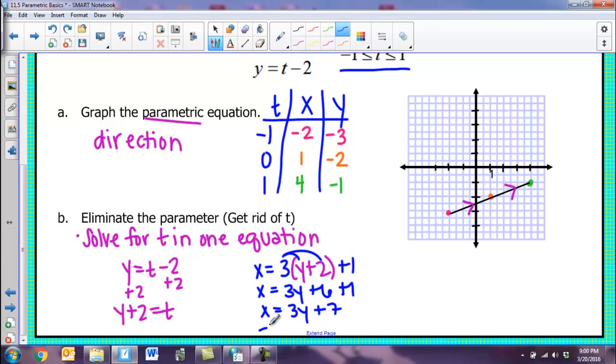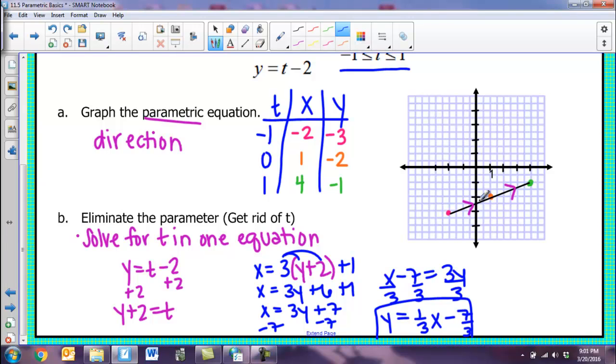I'd subtract 7 from both sides, just some basic algebra here. And then finally I divide every piece by 3. So we'd find that this corresponding rectangular equation would be y equals 1/3 x minus 7 over 3, or x over 3 would have been fine, which kind of looks like what this graph was. It looks like it has a slope of 1/3 and has a negative y-intercept, so that makes sense. So that's generally what a parametric equation is.